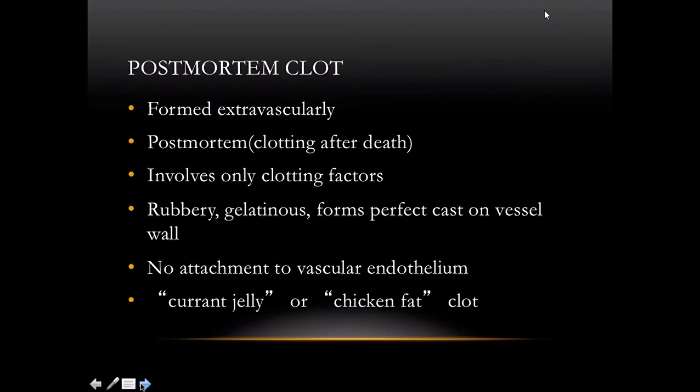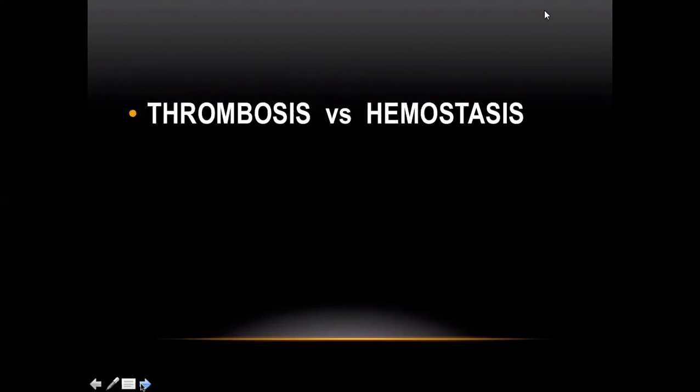So grossly, these are rubbery, gelatinous, and they form a perfect cast on the vessel wall. And take note, there is no attachment to vascular endothelium. And grossly, currant jelly or chicken fat clot ang tawag sa kanila. Okay? What's the difference between thrombosis and hemostasis?